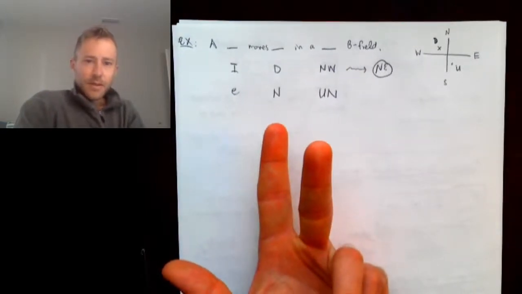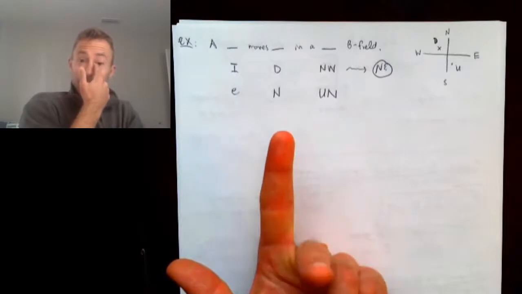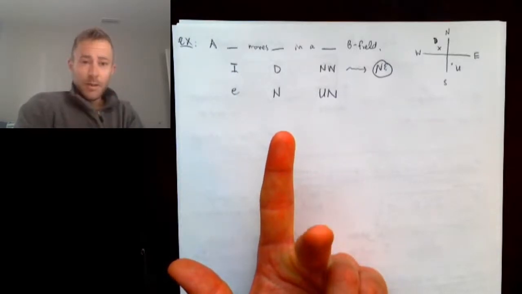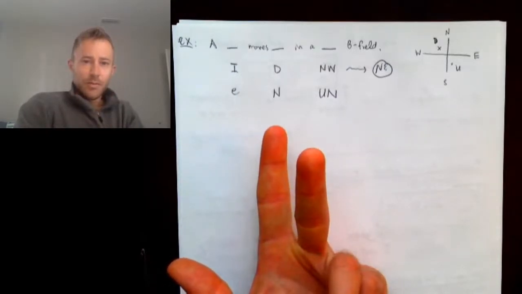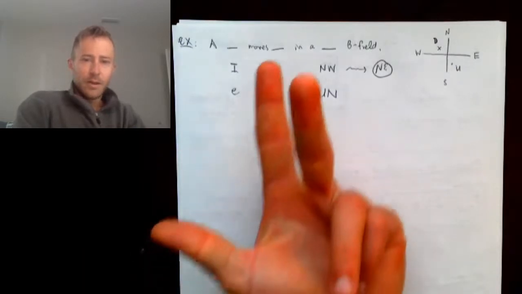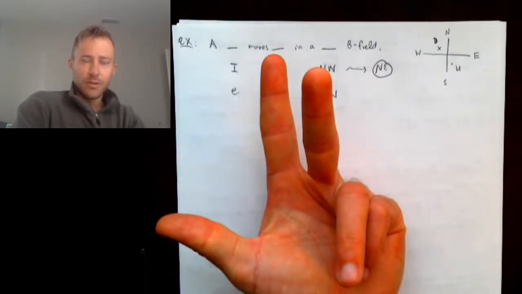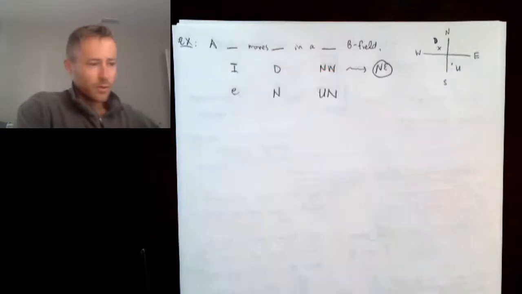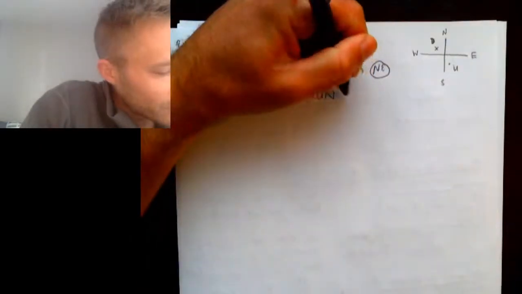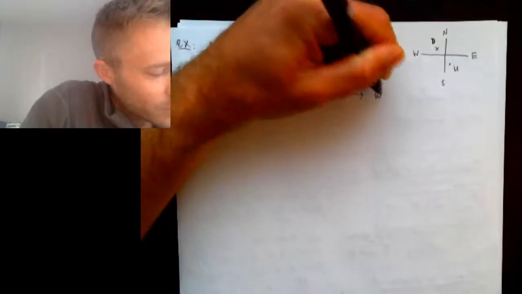So it's kind of like this. This would be my finger pointed up. This is my finger pointed up north. Okay, and I can see that my thumb is extending off to the left, which is in the westward direction. So this is a westward force.